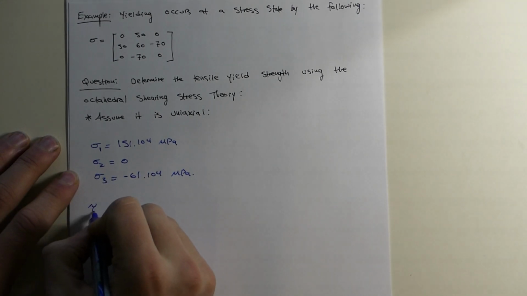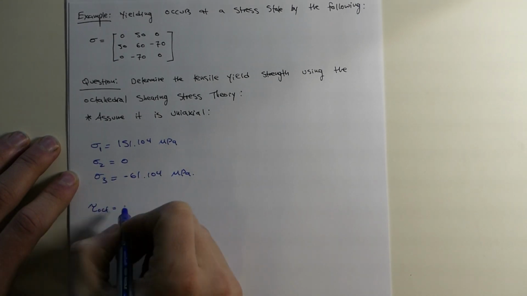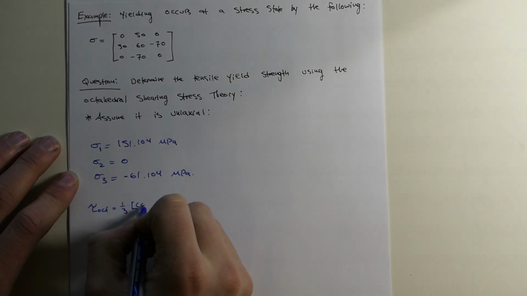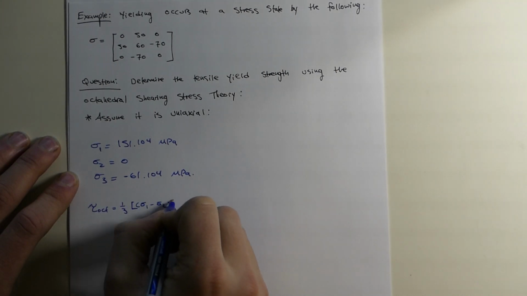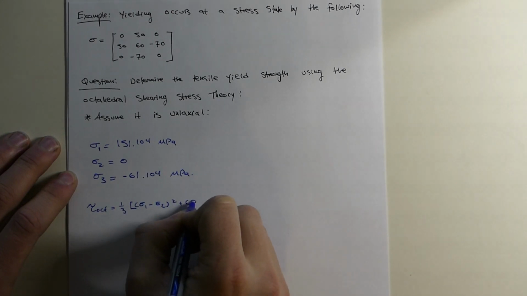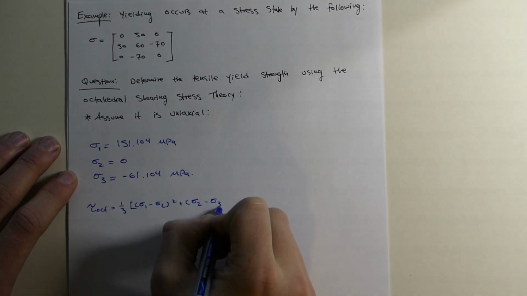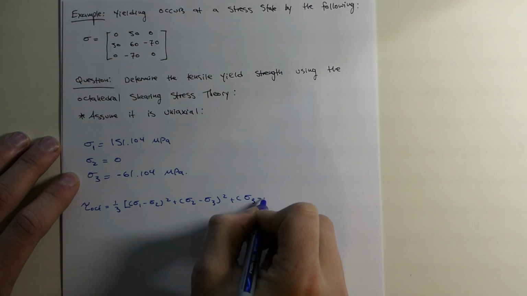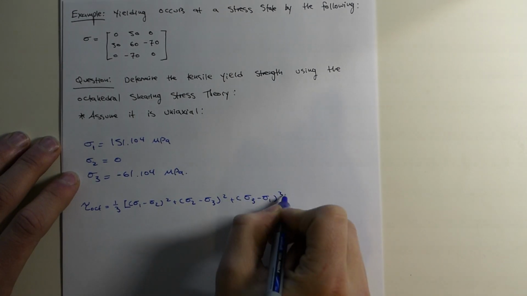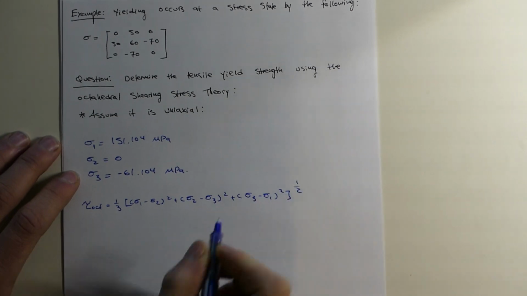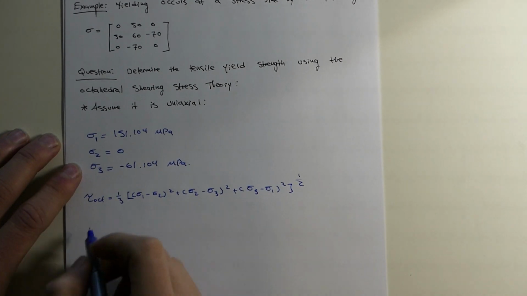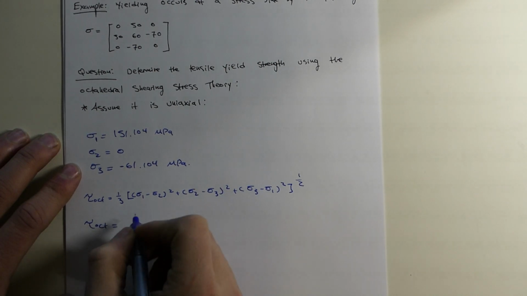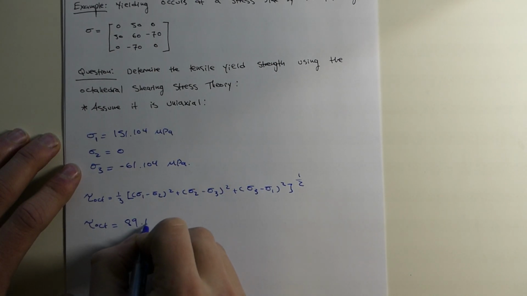So we plug it in to this, sigma 1 squared, sigma 2 plus, and you just plug these into here, and you get the octahedral shearing stress to be 89.19.